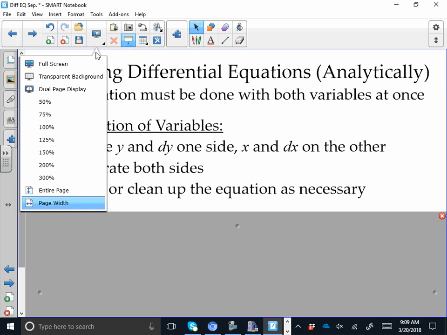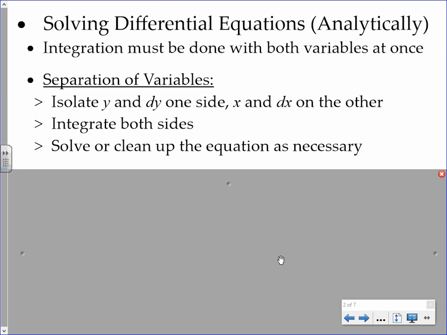So let's continue. Once y and dy are together, and any x's and dx's are together, then we can integrate both sides. And then we can solve or clean up the equation as necessary. What do I mean by that? We like equations, so like y equals if we can. And so I would ask you to solve for y at that point. Maybe there's some reducing we can do, things like that.